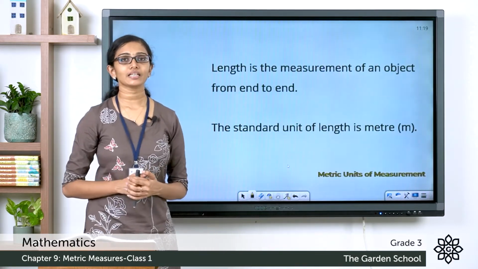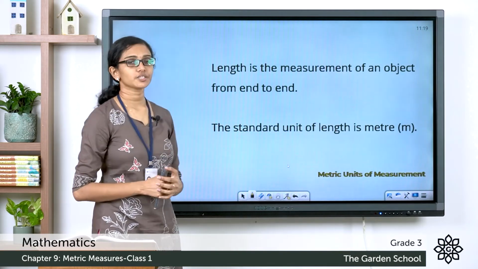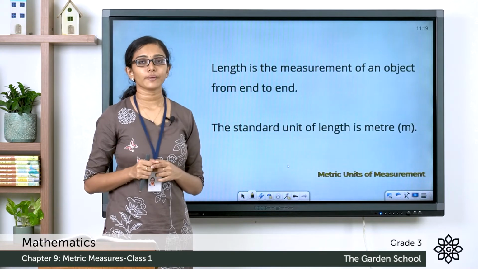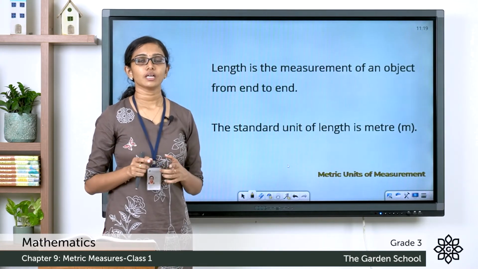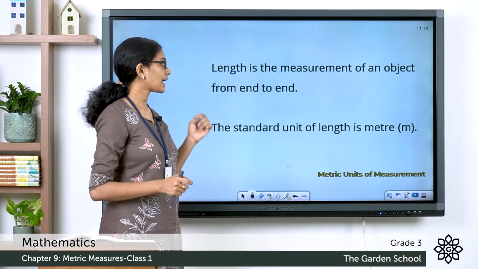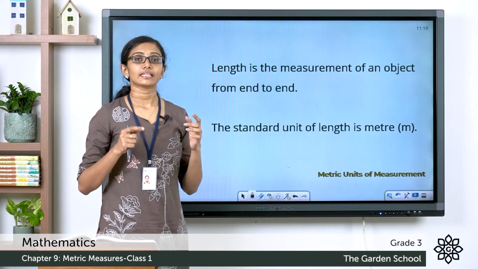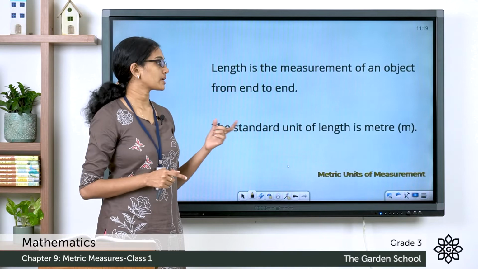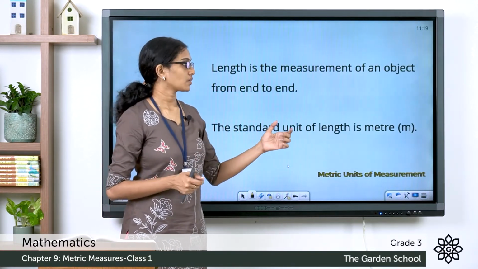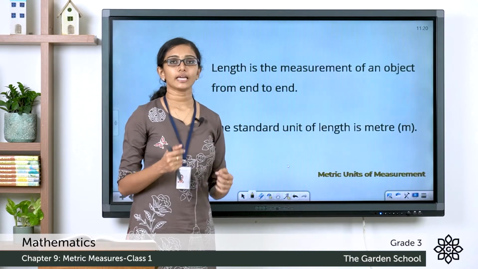Length. What do you mean by length? We can say length is the measurement of an object from end to end. Length of a pencil, length of the table, length of a ribbon. It is the measurement of an object from end to end. And the standard unit of measuring length is called meter. And it is written or represented with a small m.